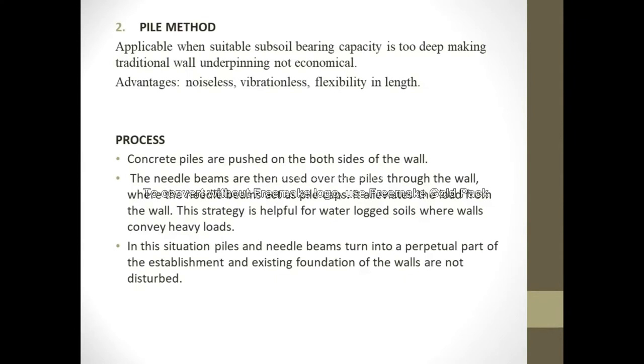So the number 2 method is the pile method, applicable when suitable subsoil bearing capacity is too deep, making traditional wall underpinning not economical. Advantages are noiseless, vibrationless, flexibility in length. Process: concrete piles are pushed on both sides of the wall. The needle beams are then used over the piles through the wall, where the needle beams act as a pile cap. This alleviates the load from the wall.